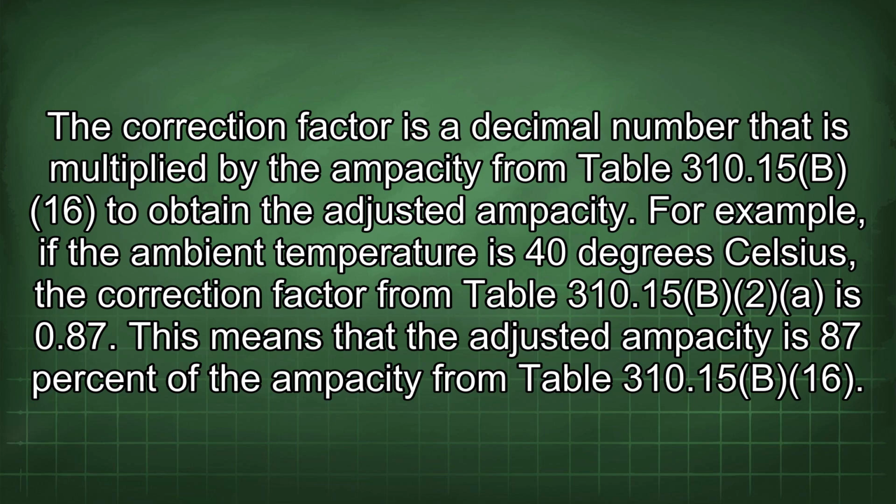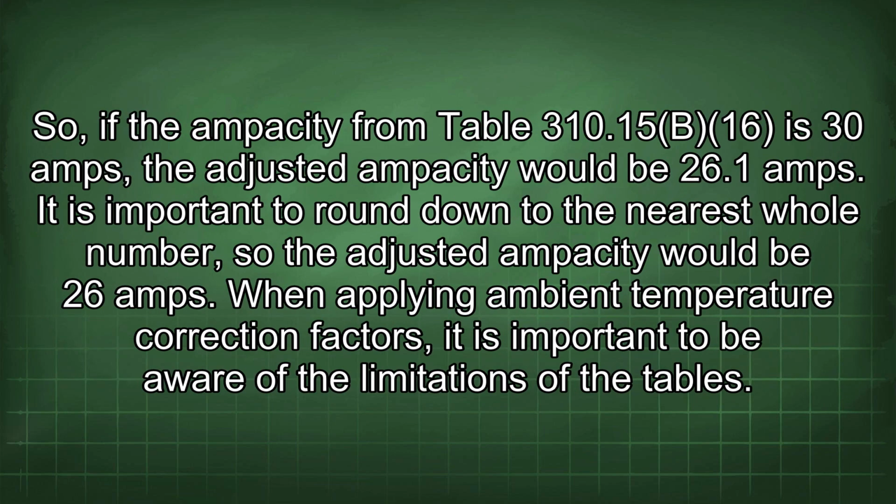This means that the adjusted ampacity is 87% of the ampacity from Table 310.15(B)(16). So, if the ampacity from Table 310.15(B)(16) is 30 amps, the adjusted ampacity would be 26.1 amps. It is important to round down to the nearest whole number, so the adjusted ampacity would be 26 amps.